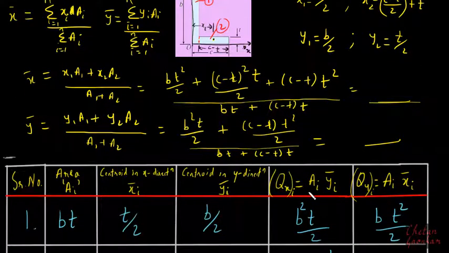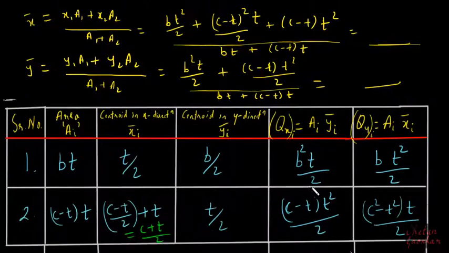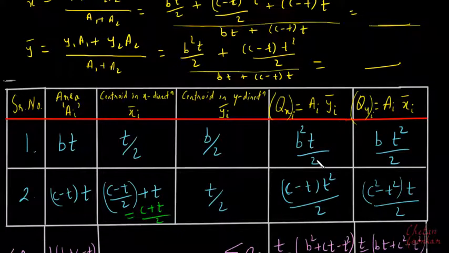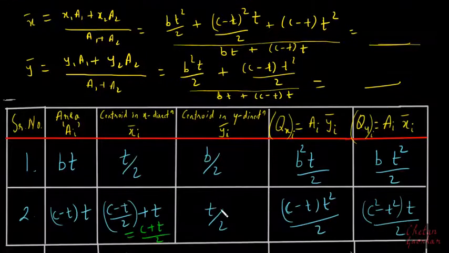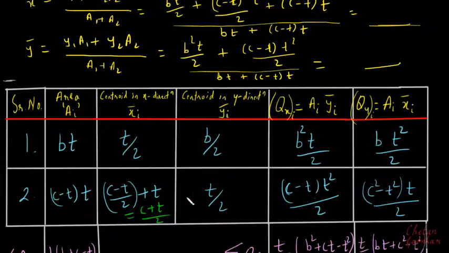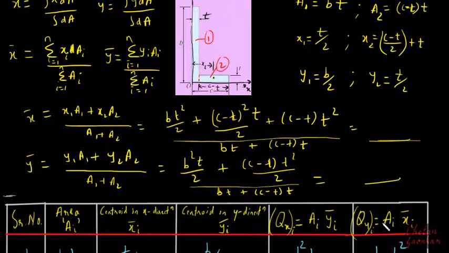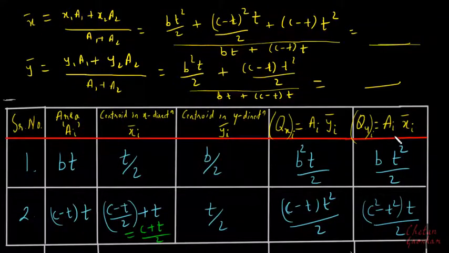Then qx, that is the first moment with respect to x-axis, can be written as b square t by 2, that is area into y. For the second area, it will again be area into y, that is c minus t square by 2. Similarly, I can find qy, that is ai multiplied by xi bar. So it is this term multiplied by this term. Here it was this into this, this into this.